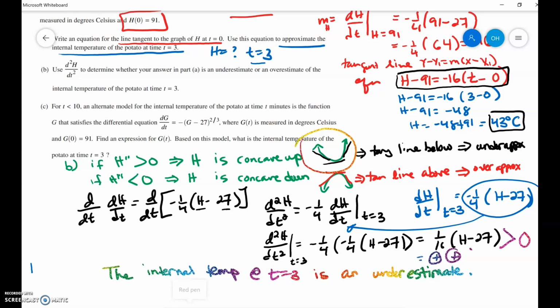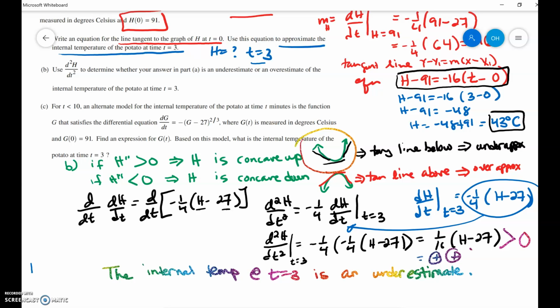All right, I didn't ask you to justify, but if I had to justify, I would say because h double prime of t will always be greater than 0, since the temperature h is always going to be greater than 27, meaning that it's going to be an under approximation.